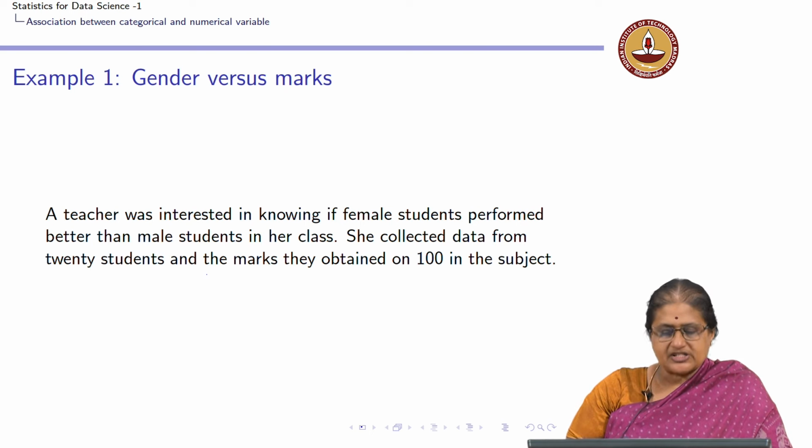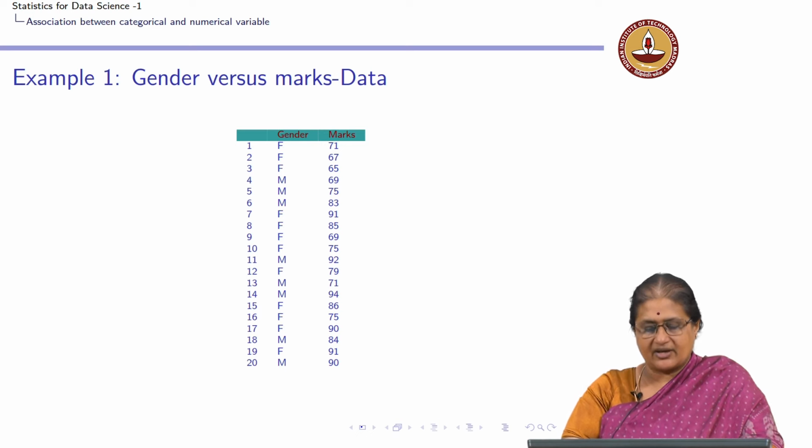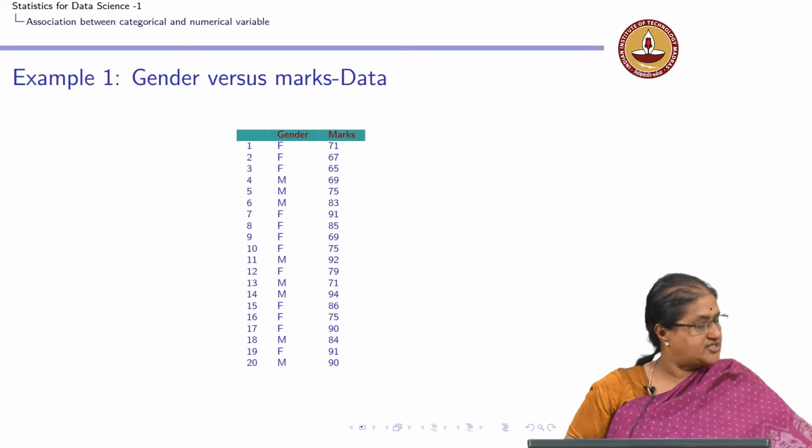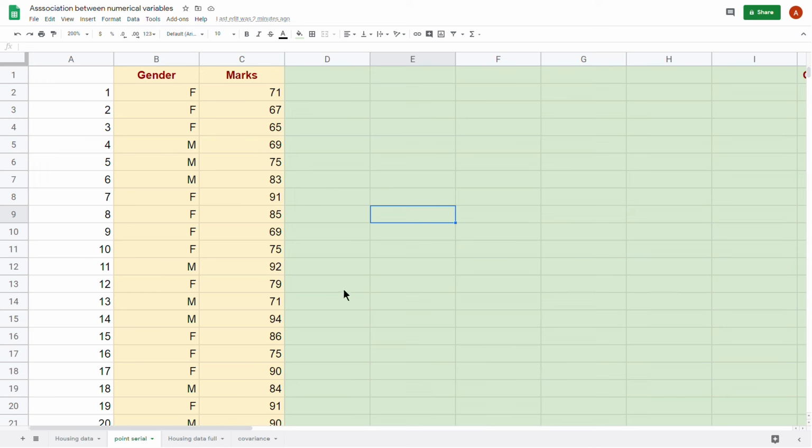A very small subset of the data set. So, you can see that there are 20 students. I will just show the data to you. The first student is a girl who has obtained 71 on 100. The second student is again a girl who has obtained 67 on 100. The sixth student is a male who has obtained 83 on 100. The 20th student is a male who has obtained 90 on 100. So, these are the marks of 20 students, and the data that is recorded is the gender.